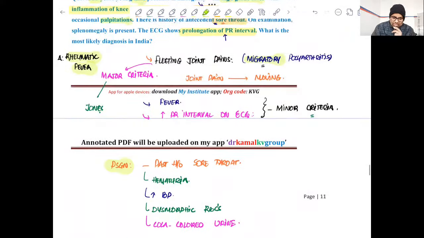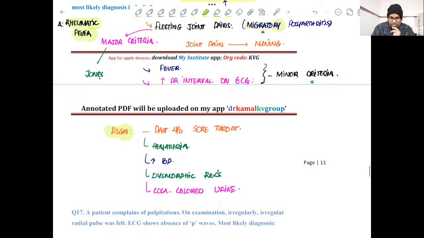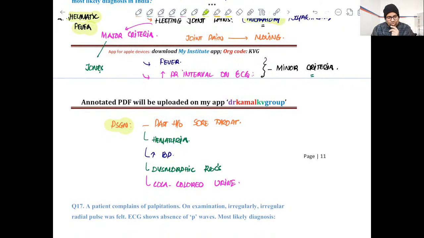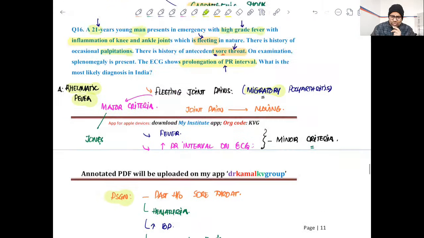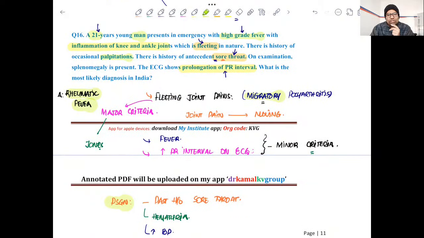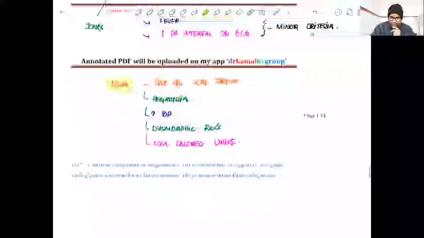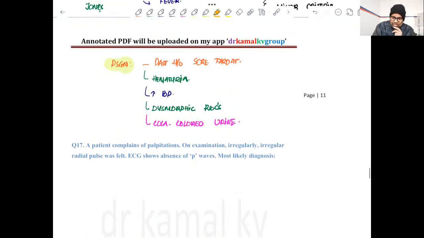Okay, so the answer is rheumatic fever and not post-streptococcal glomerulonephritis, because we are not getting anything related to kidney here. Then moving forward, a patient is having palpitations and there is irregular radial pulse, and ECG shows absence of P waves.